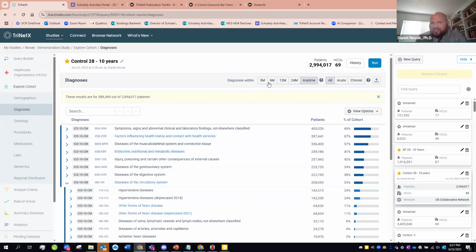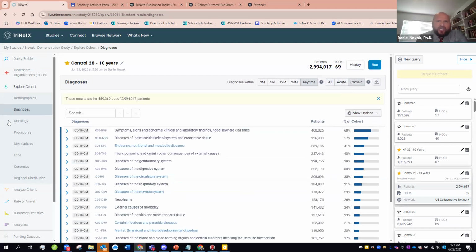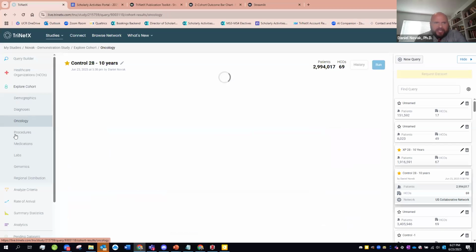And you can dig in here and you can look at these diagnoses within 3 months, 6 months, 12 months, or 24 months of the key index event that we set in our study, and the first day that study was true, or those characteristics were true. You can also sort them by chronic and acute, depending on what your interest is in the study.